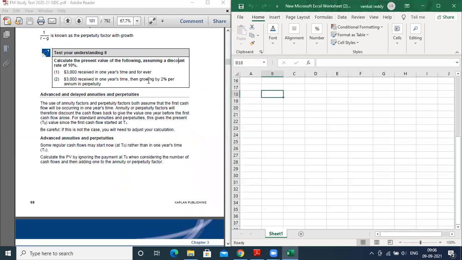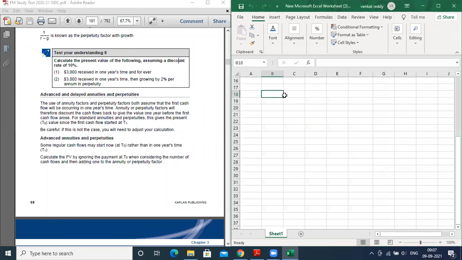Okay. Test your understanding 8. Calculate the present value of the following, assuming a discount rate of 10%. Now here we should consider the discount rate of 10% and calculate the present value. Two cases are there. In the first, you are receiving 3,000 in 1 year's time and forever, which means your expected cash flow is 3,000 for a foreseeable future. In the second case, we will receive 3,000 in 1 year's time and it will increase 2% per annum in perpetuity. It means every year we are expecting an increase of 2% in the cash flow. The first one is a uniform cash flow and the second one is a growing cash flow. First we calculate the present value for the uniform cash flow.